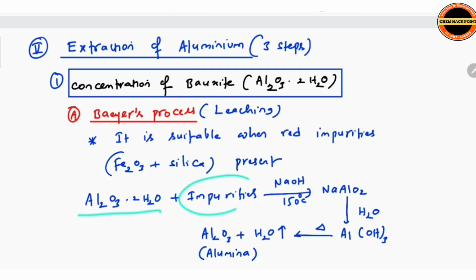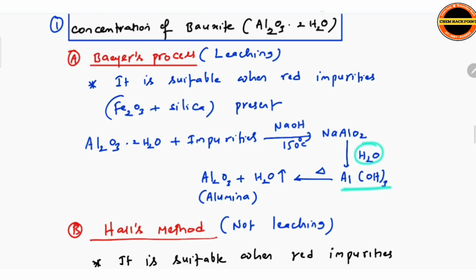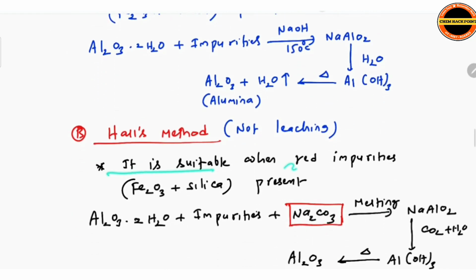Al2O3·2H2O along with impurities: if NaOH is added, NaAlO2 is formed, and on further reaction with H2O, Al(OH)3 is formed, which on heating will give Al2O3 plus H2O. Aluminium oxide we are getting. Hall's method is not leaching, it is not chemical treatment. It is suitable when red impurity is present, like the same Fe2O3 red color, plus silica in minute form.